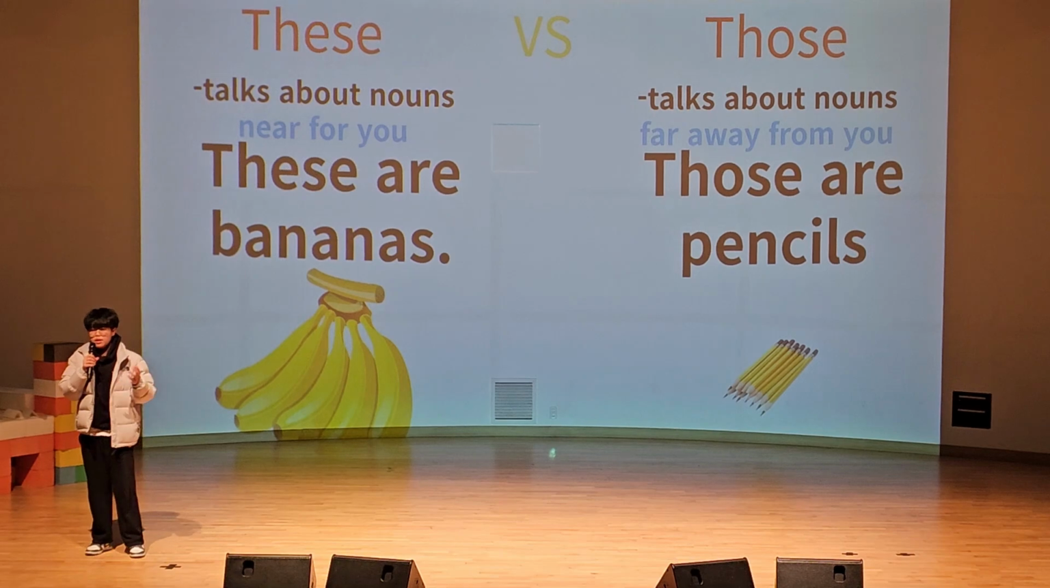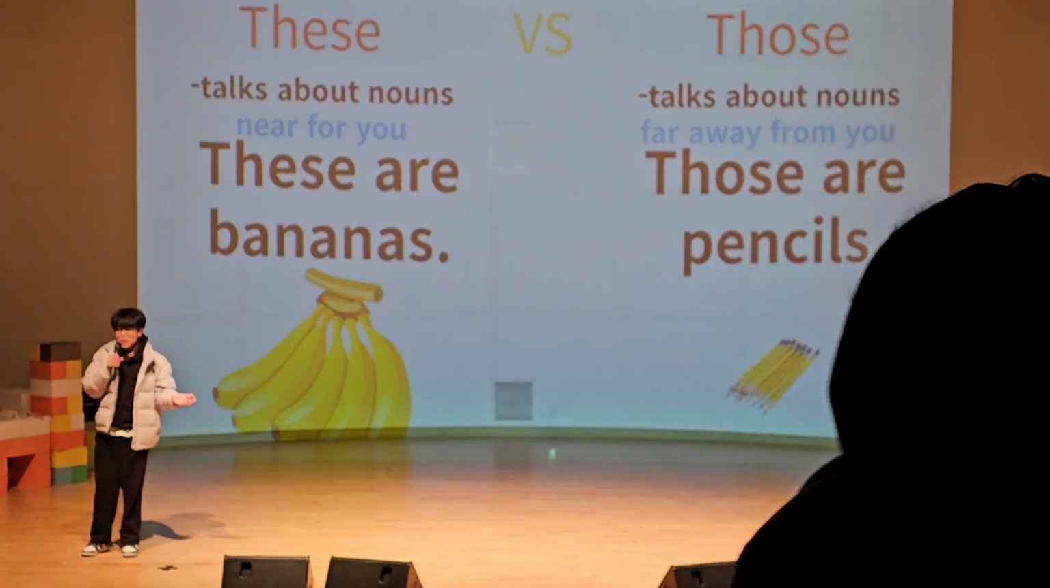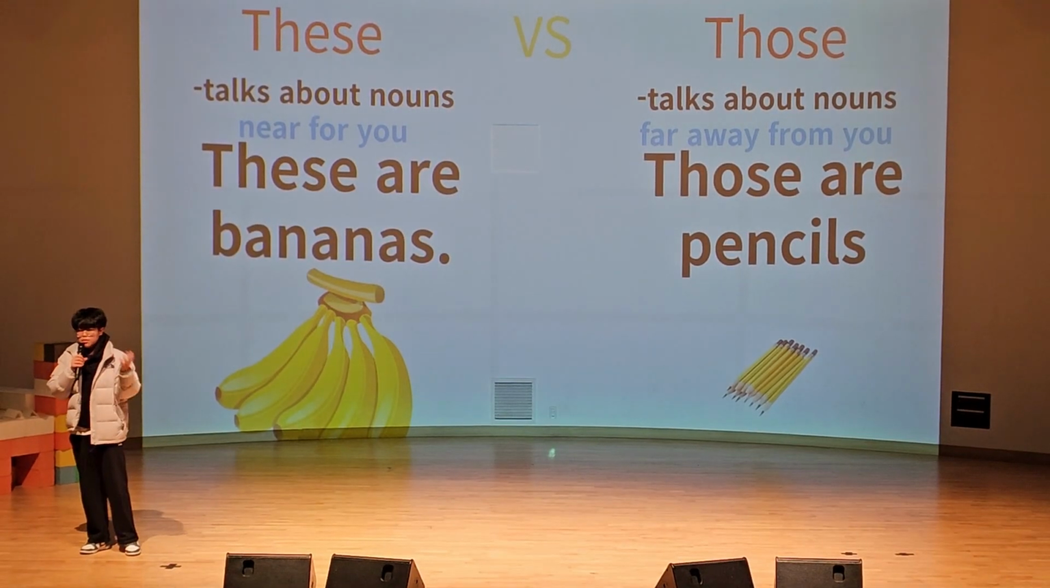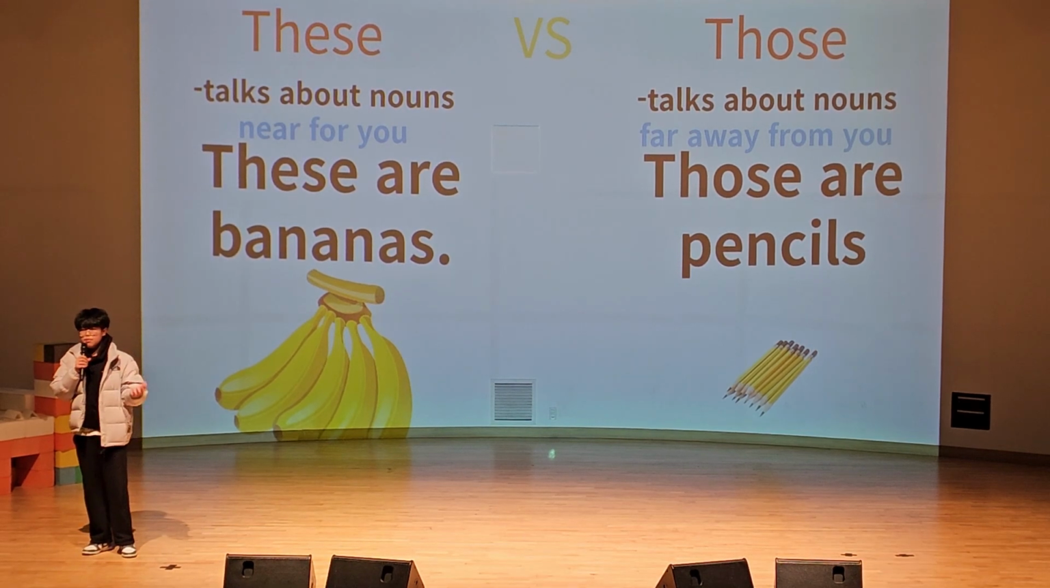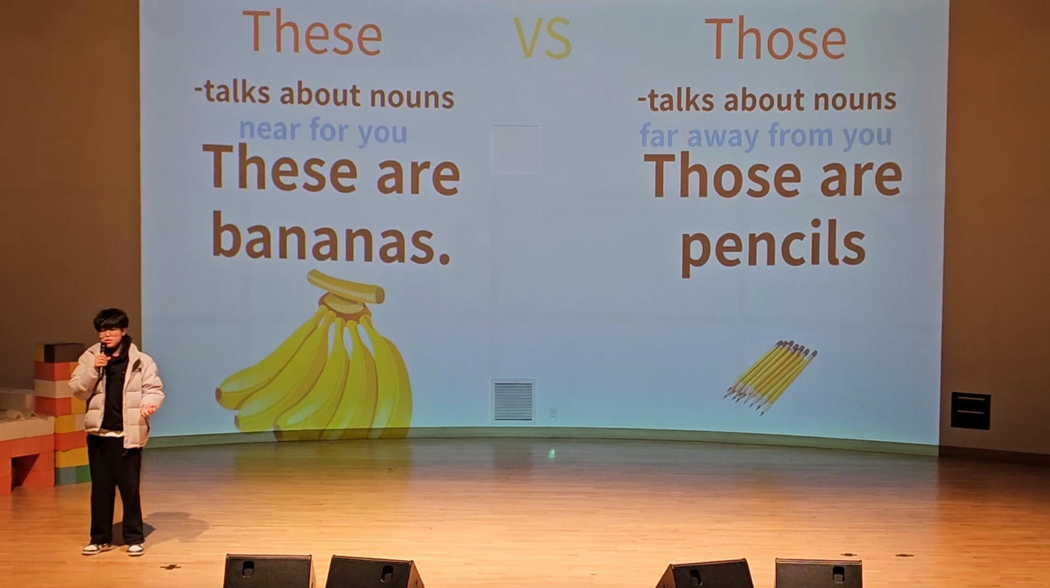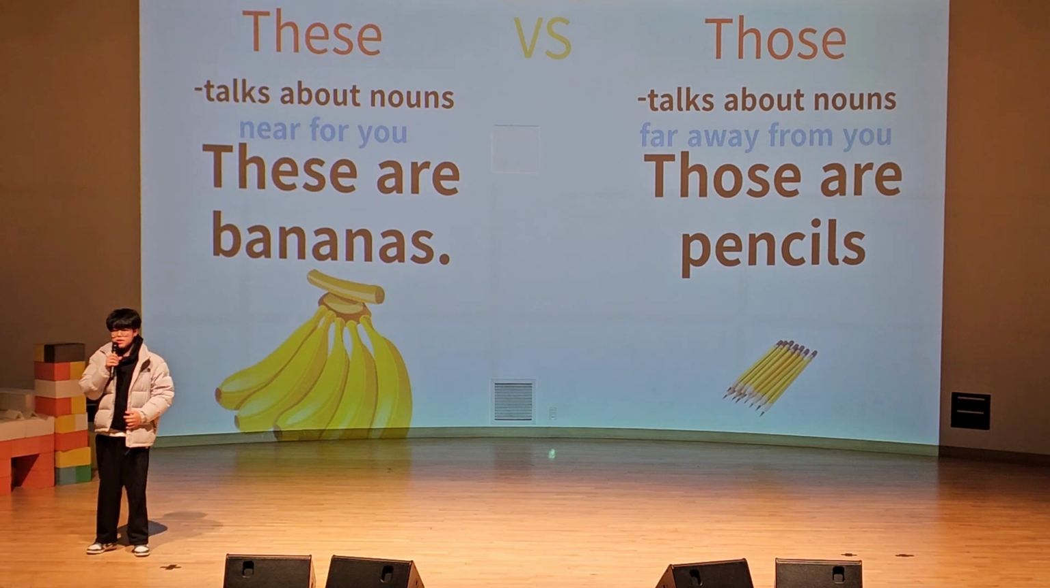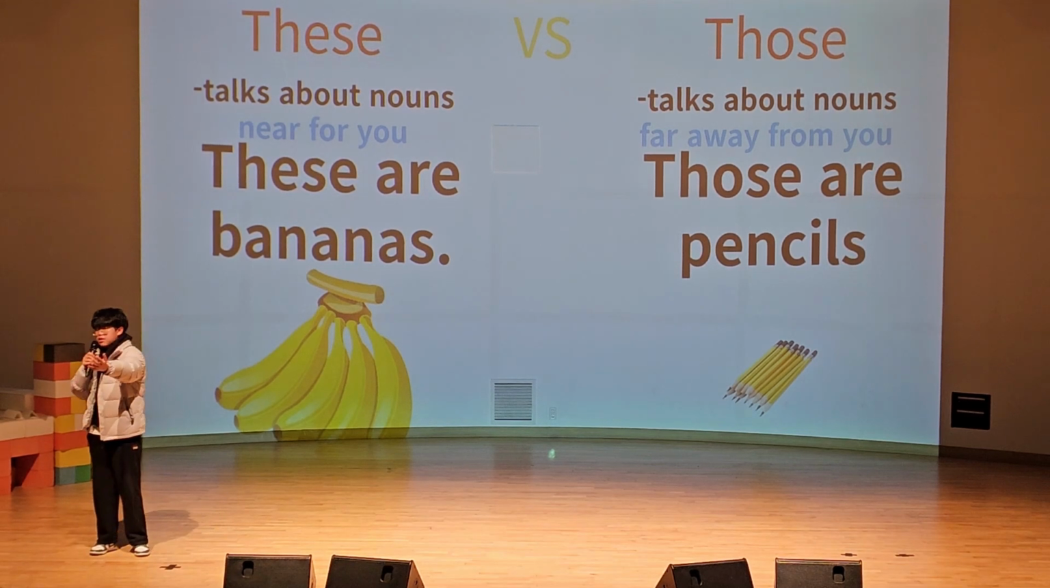Now we compare these and those. These talks about nouns that are near to you. Here's an example. These are bananas. And those talks about nouns that are far away from you. Here's an example. Those are pencils.